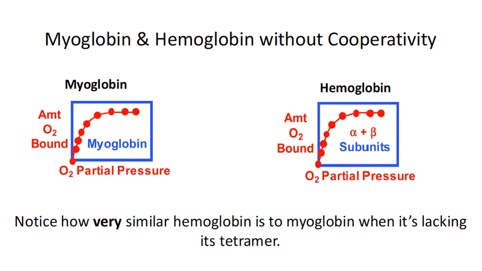Here we are comparing myoglobin to hemoglobin in its dissociated or non-tetrameric form. As you can see, they display very similar curves. Both hemoglobin and myoglobin titrate very early. They are both hyperbolic.